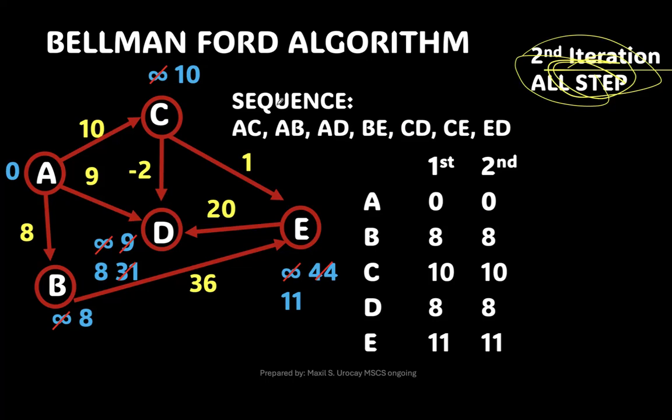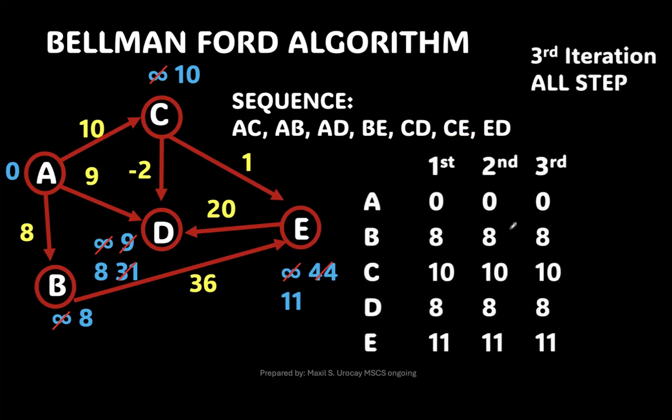Now, for this one here, AC is 0 plus 10, no update. AB is 0 plus 8, no update. AD is 0 plus 9, no update, since we already updated that to 8. BE is 8 plus 36, no update. CD is 10 minus 2, no update. CE is 10 plus 1, 11, no update. ED is 11 plus 20, no update. So we are done with the second iteration.